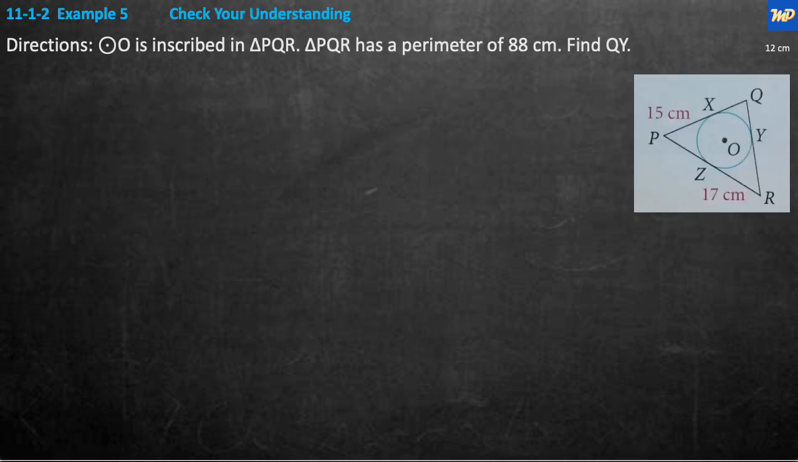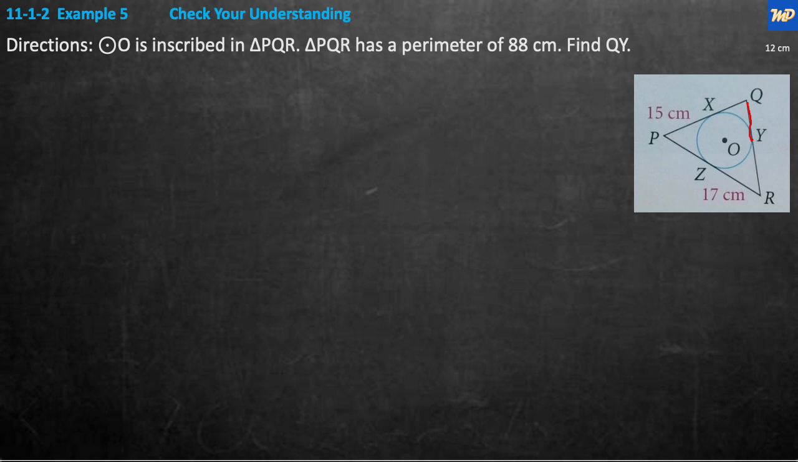Okay, example 5, check your understanding. This is your turn. Circle O is inscribed in PQR. So PQR has a perimeter of 88 centimeters. Find QY. Well, QY is this point right. I'm going to mark it here. QY is this line right here. That's what they want us to find, that length. So go ahead, try it. When you come back, we'll work it together.